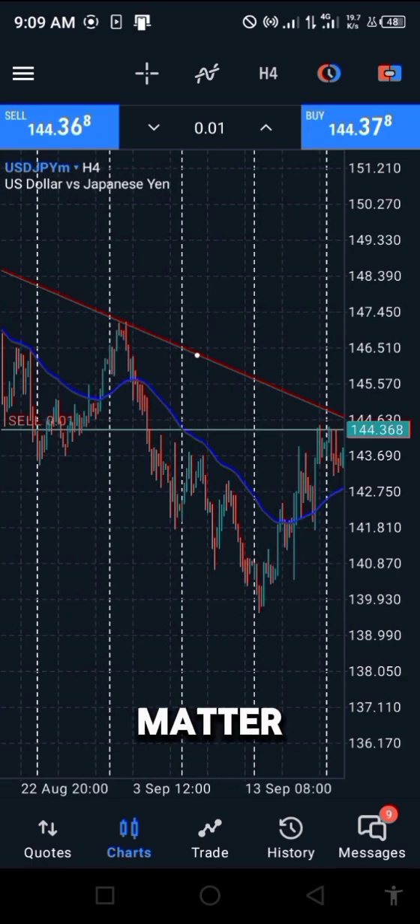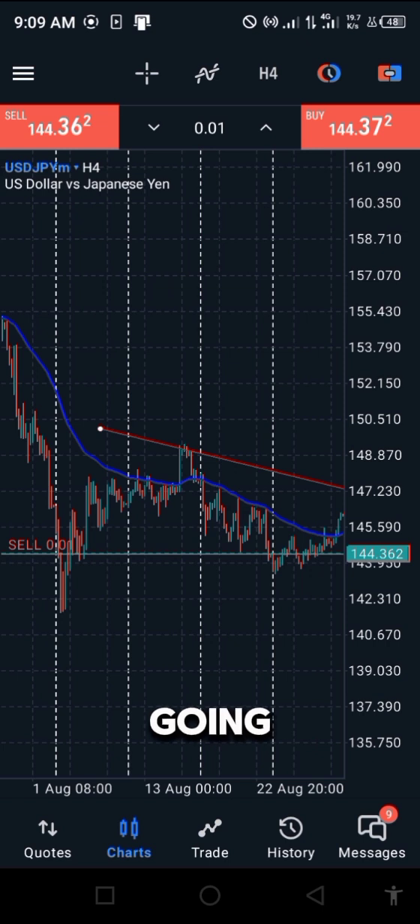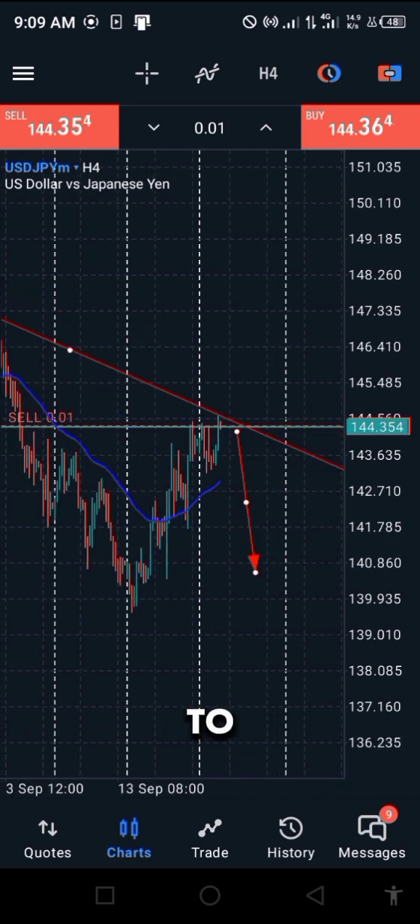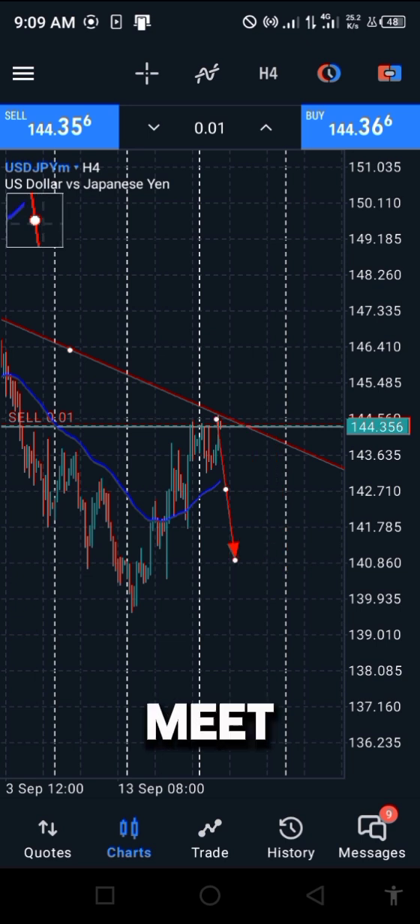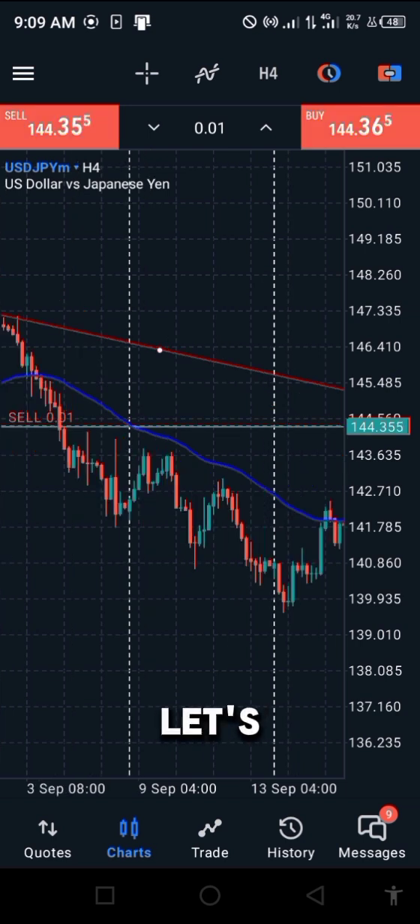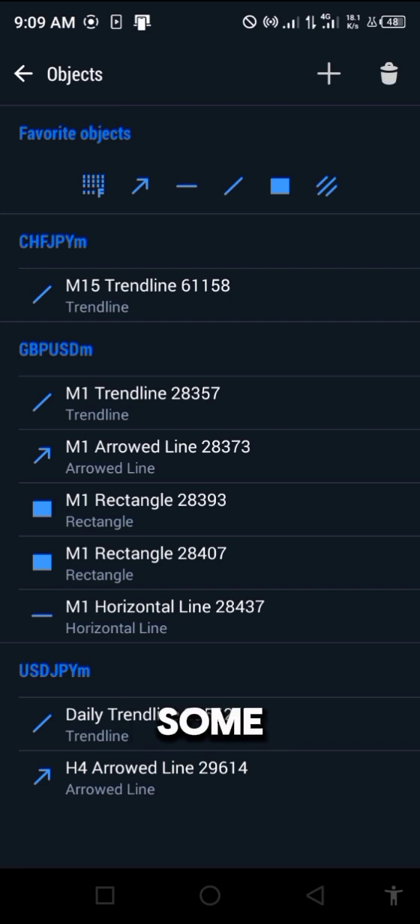No matter what guys, this trade is going to go down. So stick with me, and I'm going to show you other confluences which make this trade go down. Okay, so let's first of all try to identify some key points here.